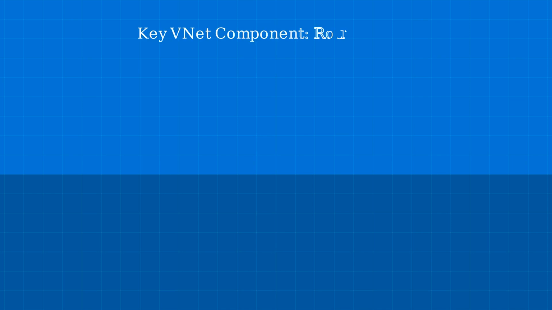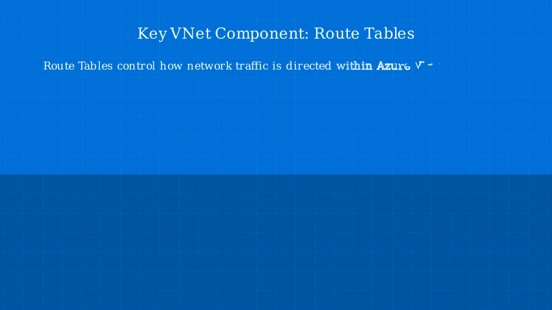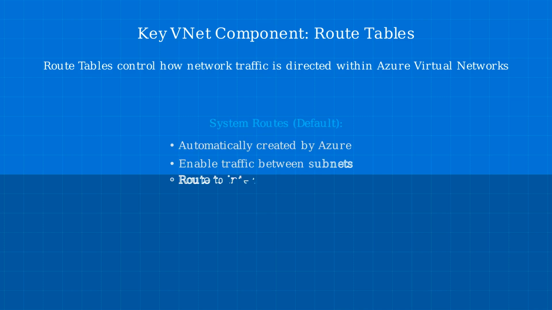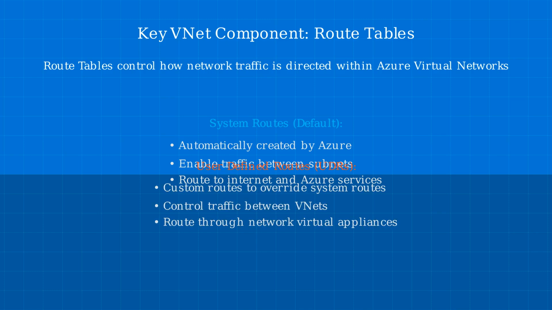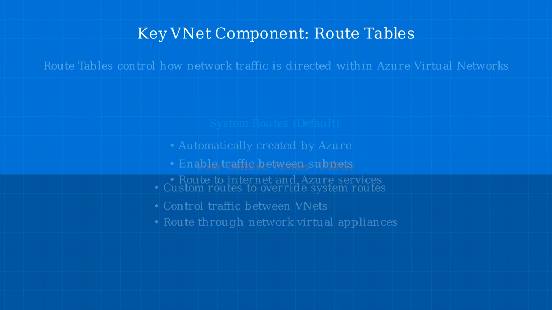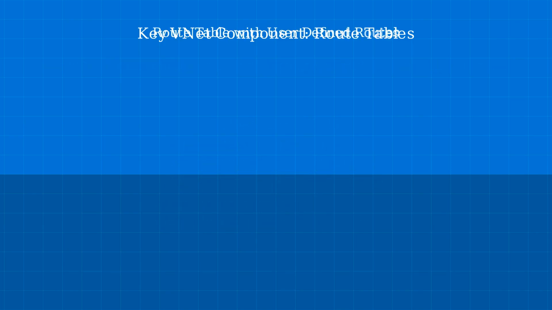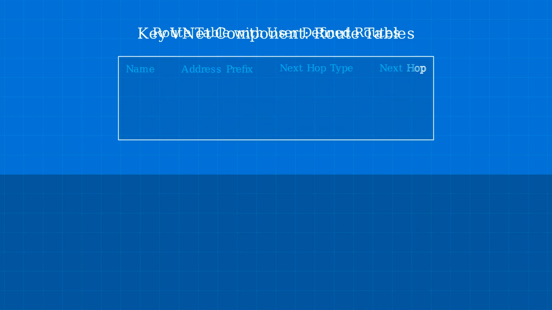Route tables are a critical component of Azure Virtual Networks, controlling how network traffic is directed. By default, Azure creates system routes that enable traffic between subnets, to the internet, and to Azure services. User-defined routes, or UDRs, let you customize traffic flow by overriding system routes, enabling inter-VNet connectivity and routing through network virtual appliances. A route table contains entries that define where traffic should be directed based on destination IP addresses.